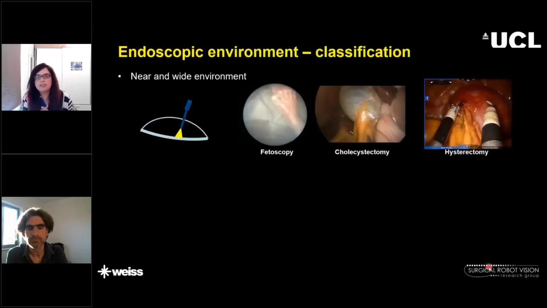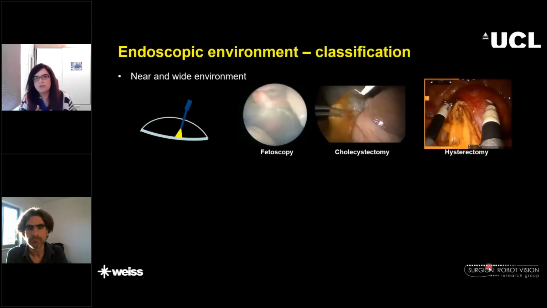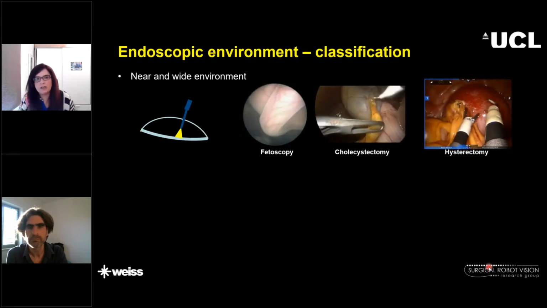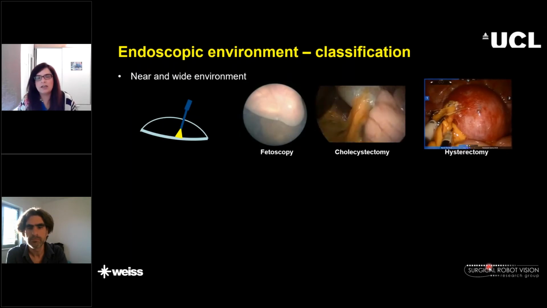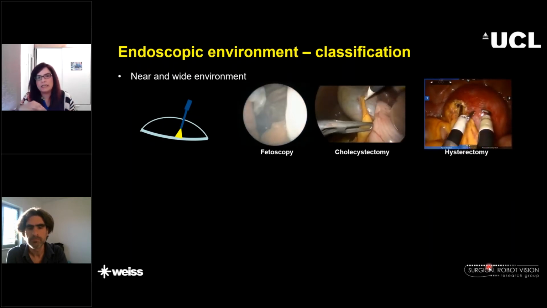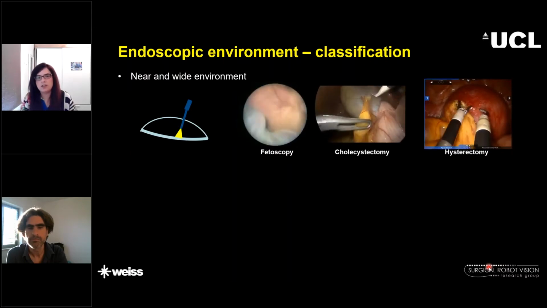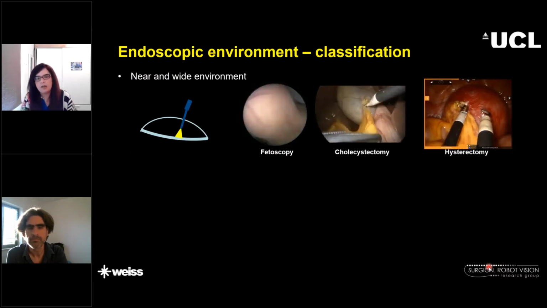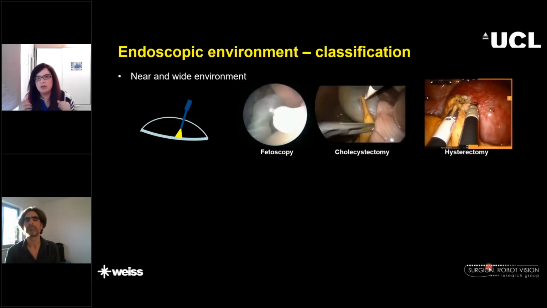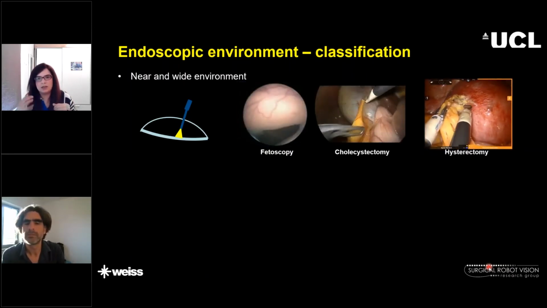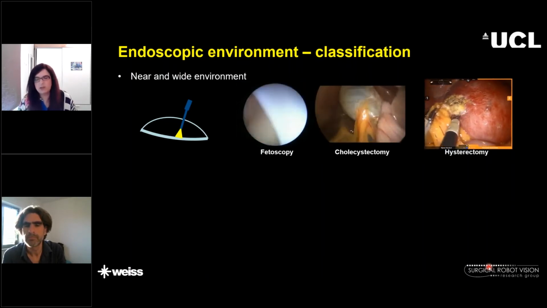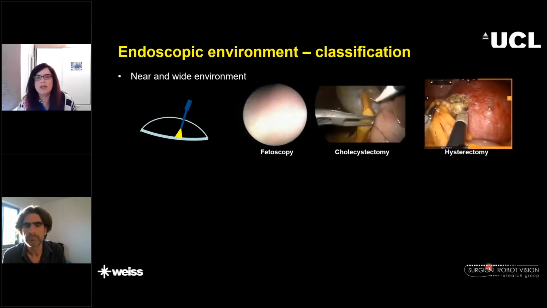So the surgical environment, or minimally invasive surgical environment, we can actually classify into two broad categories, based on the environment. One is where the camera is quite near to the surface or the organ, and the environment itself is quite wide. A typical example of this kind of environment is a laparoscopic surgical procedure.